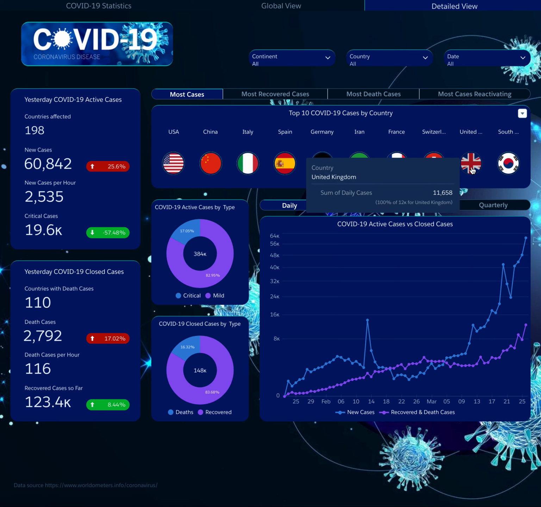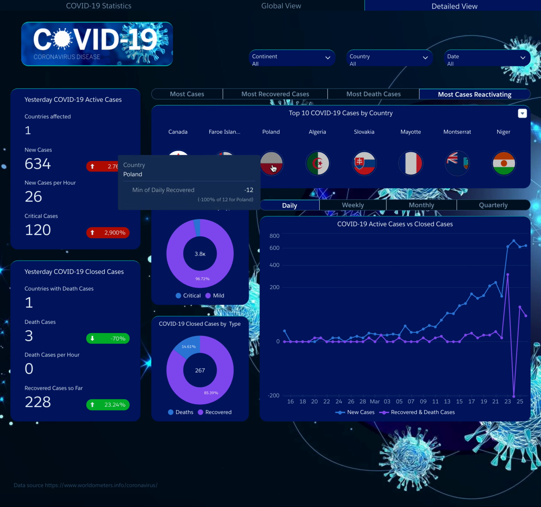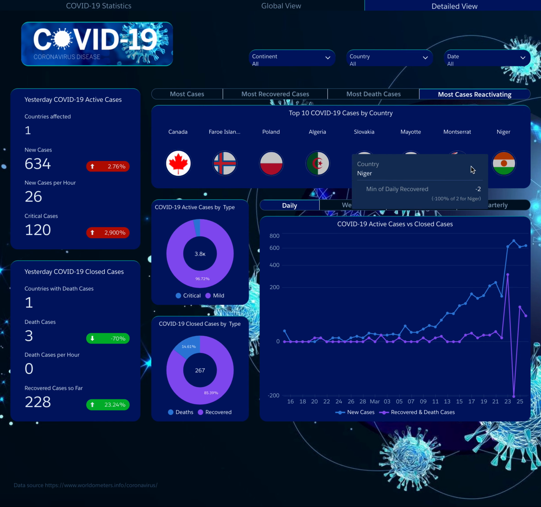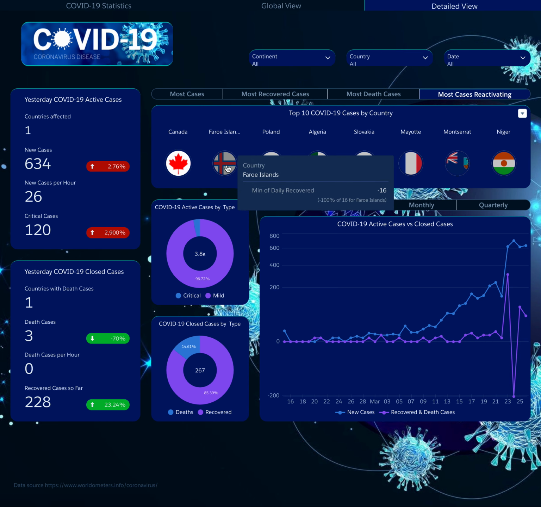It's true that the difference between those countries in number of cases recovered, becoming active again, is not as high as Canada, but there are still countries with, like, Algeria 10 cases, Slovakia 5, Poland 12, Faroe Islands 16, but Canada, it's a huge jump here.